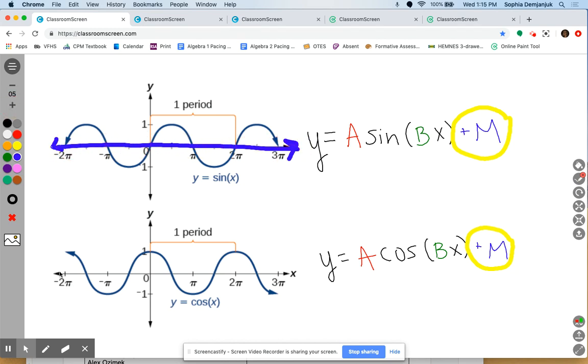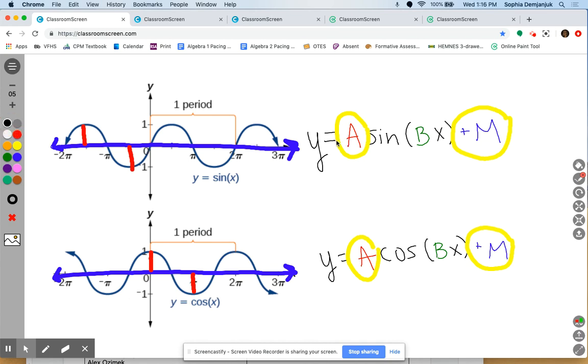Second thing that you want to look for is the amplitude in your equation, because that's going to tell you from the middle point of your graph how high and how low it goes. That way you're actually able to find out the maximum point and the minimum point of each part.